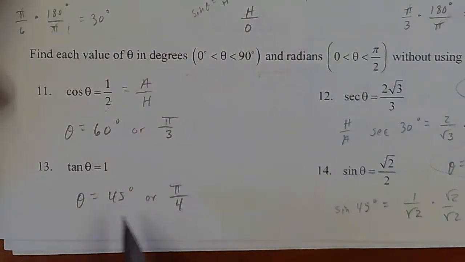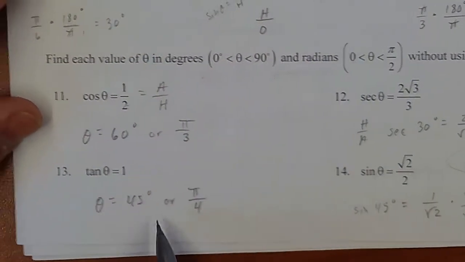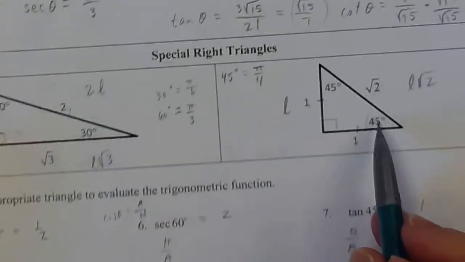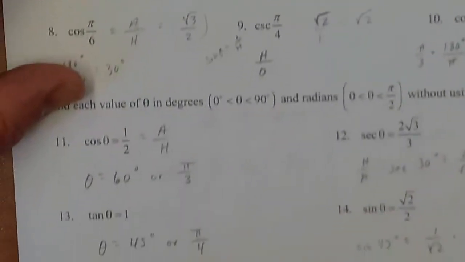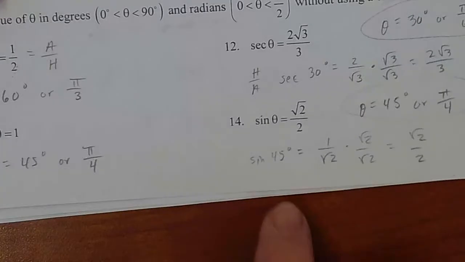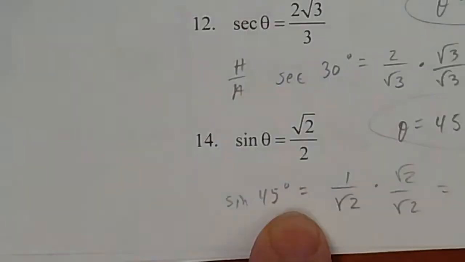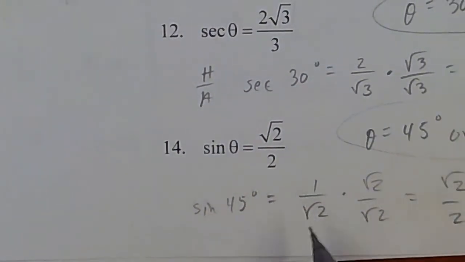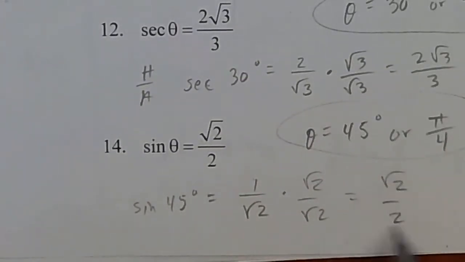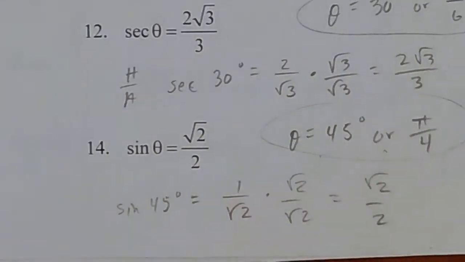13 is 45 degrees or pi over 4. And we can verify that by looking at it. 1 over 1. So 45 degrees or pi over 4. And 14 was the same angle. And here's the justification I did. Sine of 45 up there. Choose one of the 45-degree angles. We get 1 over square root of 2. Rationalizes to this. So same angle.